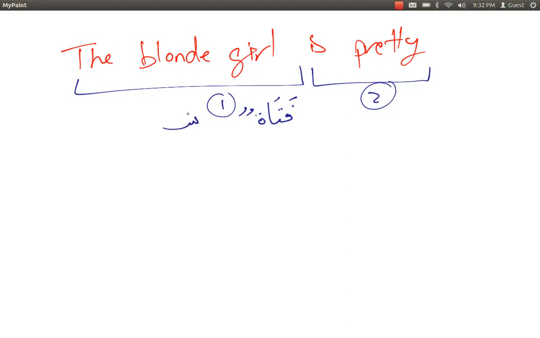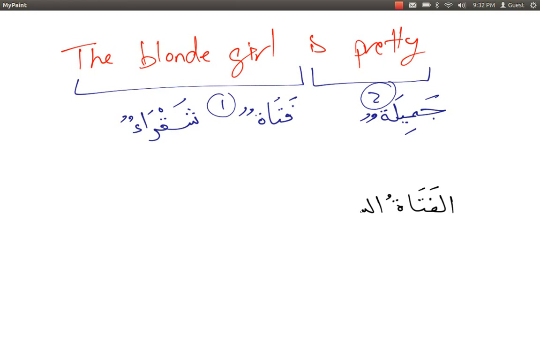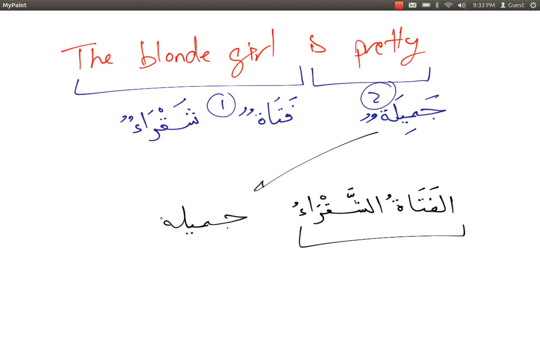What is the word for blonde in Arabic? Well, this is a new word, I think. This is the first time I mention it. It's شقراء. This is for a single girl. And what's the word for pretty? It's just one girl, would be جميلة. Now, let's put everything together. The first part would be الفتاة الشقراء, right? This is the first part. What about the second part? The second part would be just جميلة.